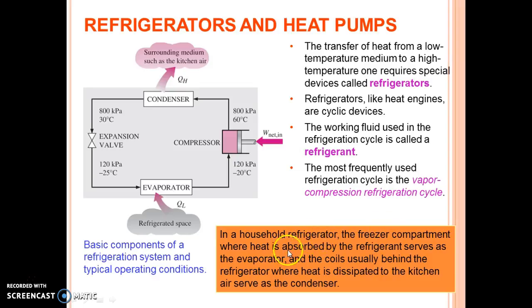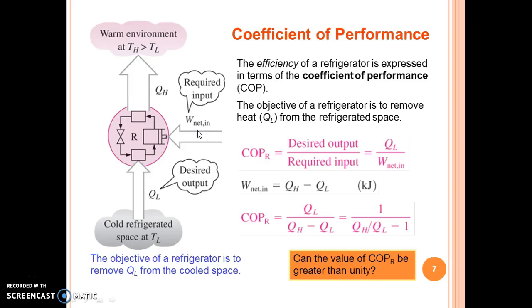The freezer compartment, where heat is absorbed by the refrigerant, serves as the evaporator, and the coils usually behind the refrigerator are where heat is dissipated to the kitchen. It will serve as a condenser. So, evaporator is the freezer coil and condenser is what you see on the back side. This is the loop where it will exist as a vapor as well as a liquid. Right? So, the entire working we'll explain in our further classes. We'll just be focusing on the simple basics.